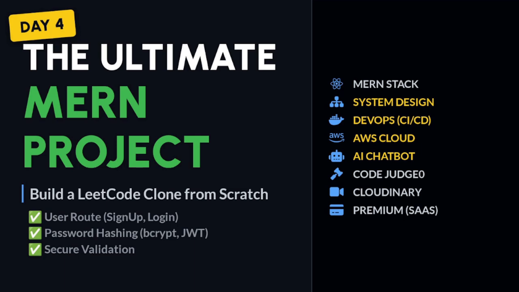So today at day 4, we will build a user route for sign up route, login route. Then for password hashing, we use bcrypt and JWT token to secure cookies. Then we will see the secure validation for our password and email. So let's start. Go to our Visual Studio Code.